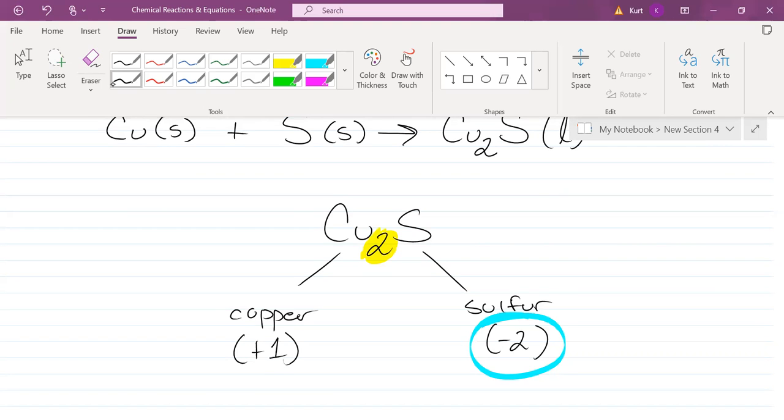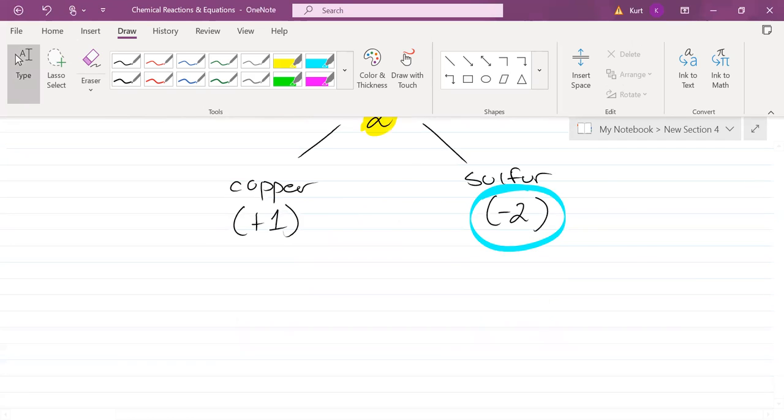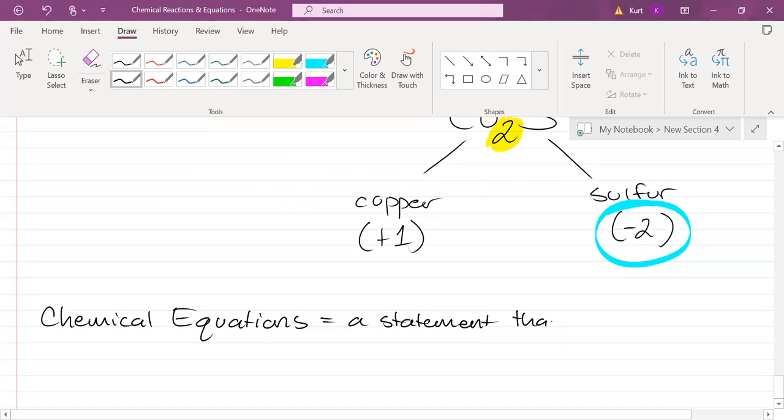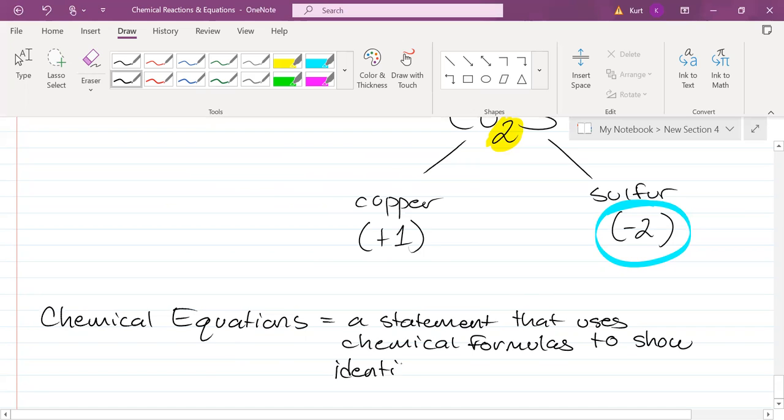Let's see if there's anything else I want to throw at you guys today. I don't think so. I'll give you one last vocab term before your quiz tomorrow. Here it is. Chemical equations. A chemical equation is a statement that uses chemical formulas to show identities and amounts of the substances involved in the reaction.